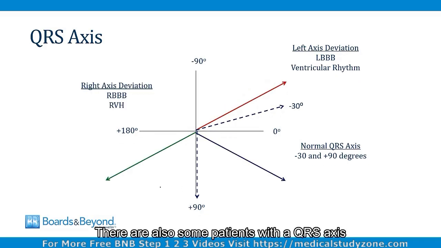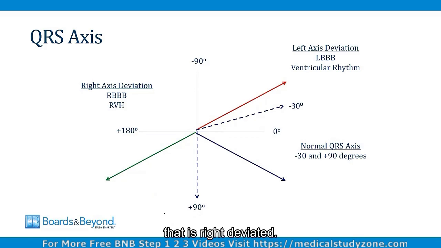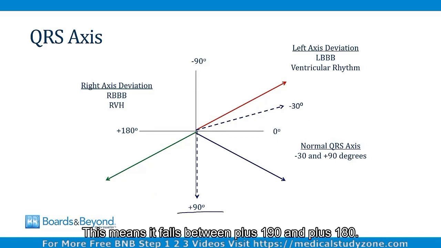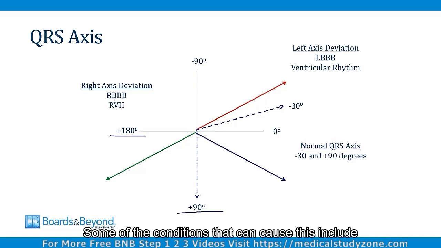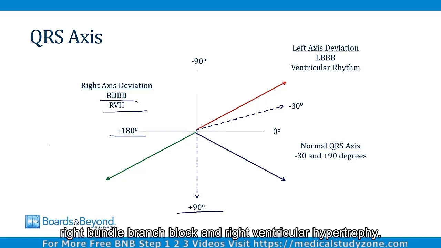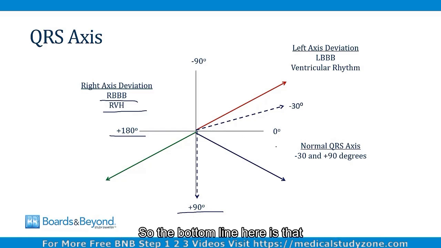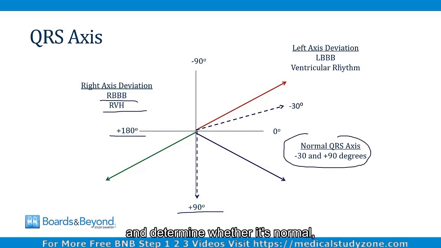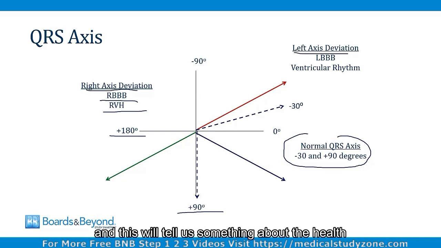There are also some patients with a QRS axis that is right deviated. This means it falls between plus 90 and plus 180. Some of the conditions that can cause this include right bundle branch block and right ventricular hypertrophy. So the bottom line here is that we want to be able to look at the EKG, estimate the QRS axis, and determine whether it's normal, left deviated, or right deviated, and this will tell us something about the health or pathology of the underlying heart.